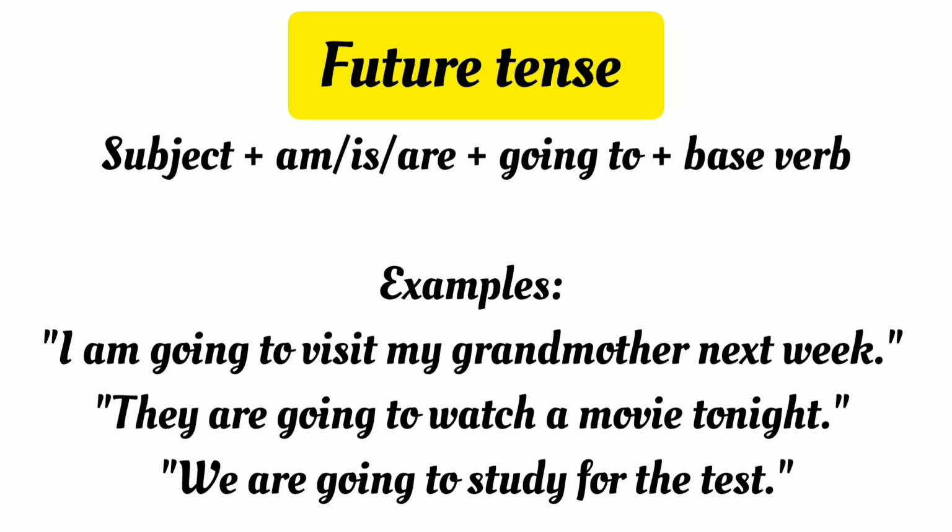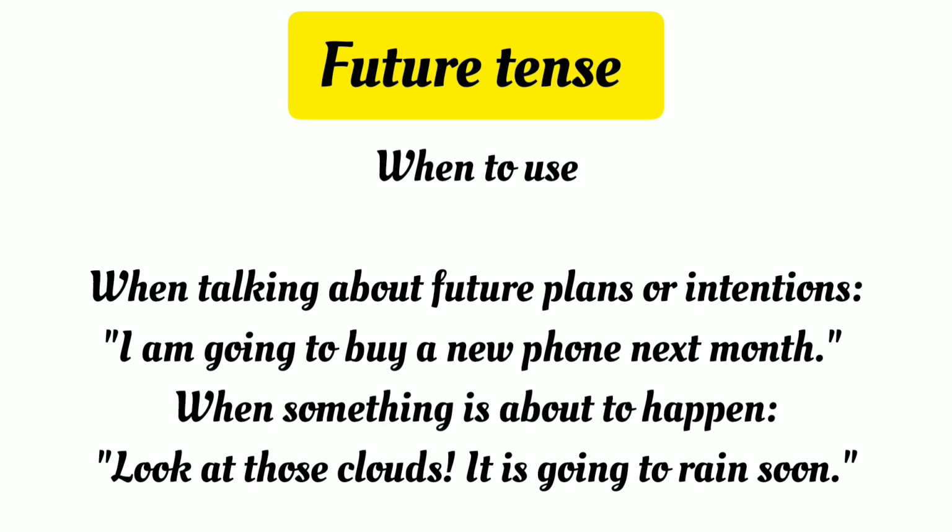Examples: I'm going to visit my grandmother next week. They are going to watch a movie tonight. We are going to study for the test. When to use: when talking about future plans or intentions. I'm going to buy a new phone next month. Also when something is about to happen: look at those clouds, it is going to rain soon.